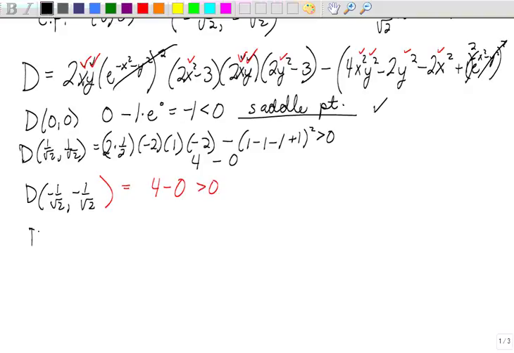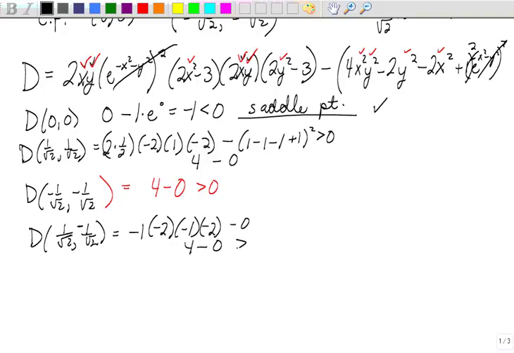All right, then we have d of 1/2. No, let's do the minus on this first. That's going to be greater than 0. And same for this one. If you look at the symmetry of the equation, it's going to be also greater than 0.